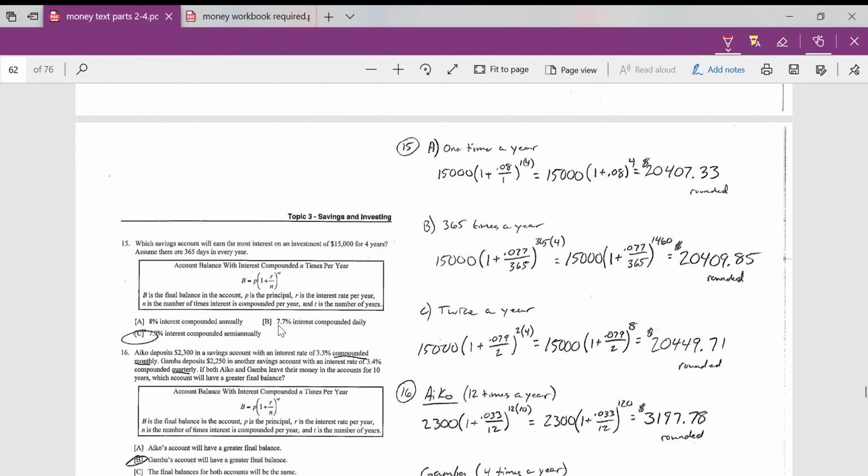7.7%, remember you move that twice. 1, 2, so that's 0.077, and it's compounded daily. So 365 goes in for the N. And then C is 7.9%, so 0.079. Your N is 2 because it's compounded semi-annually. So 2 there, 2 there.